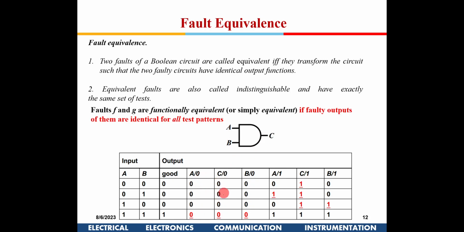So if you see, the net effect of a 0 fault in an AND gate at any of these 3 locations is the same, correct?